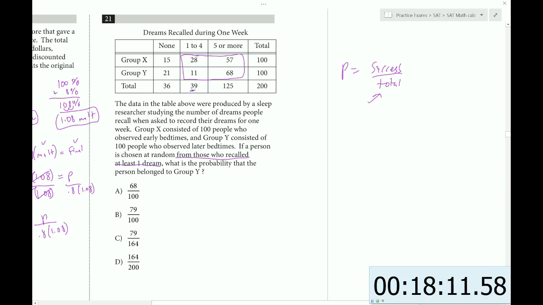So here are our subtotals, so we can just add those up, and that'll give us our total. So we add 40 and subtract 1, so that would be 65 and then 64. So 164 is going to be our total. Notice that is not the same as the grand total, which is 200. Now we have to find the success. So what is the probability that the person belonged to group Y? So group Y's total would be these numbers added together. So that would be 79, right? So that is answer choice C.